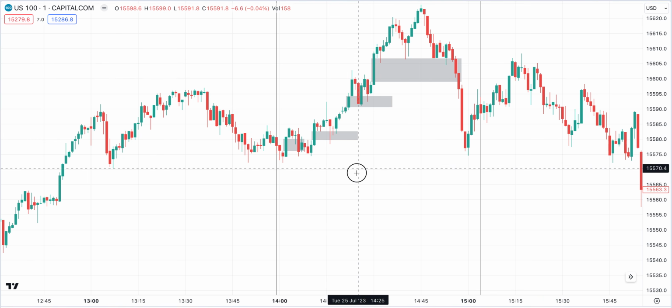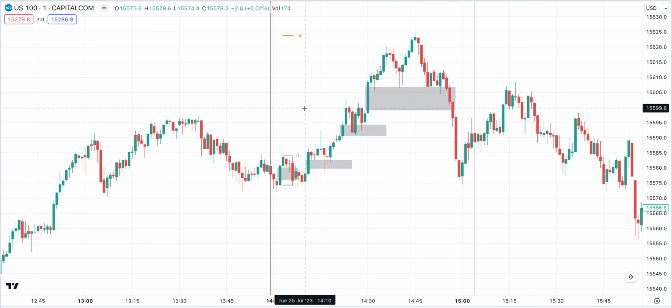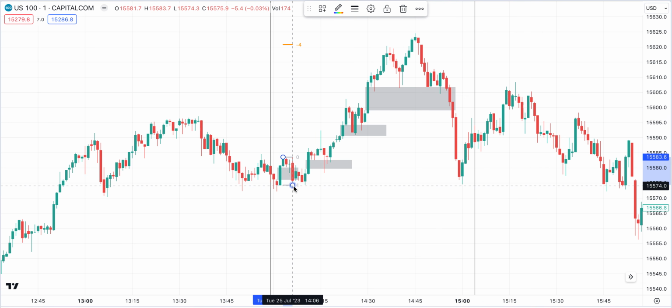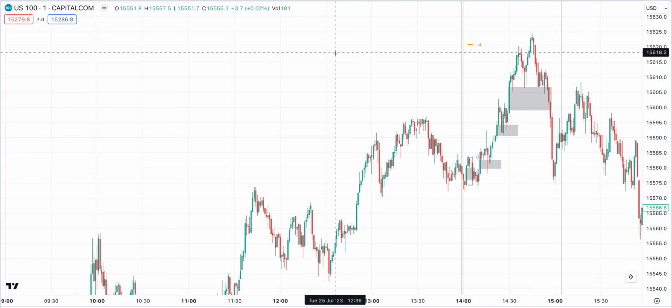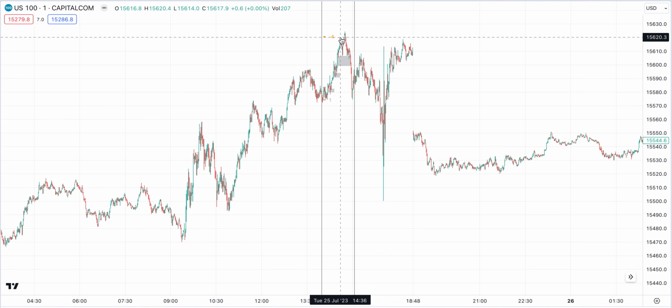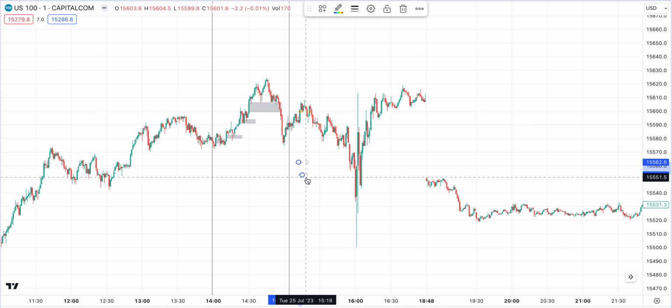Okay. I'm looking at this low. This low to this high. Four standard deviations, marks high of the day. Super close to the high of the day. Tuesday 25th.